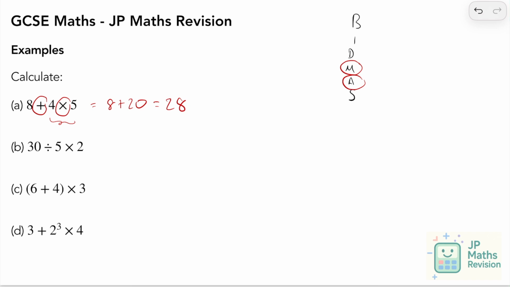This next one, we have a divide and a multiply. The D in BIDMAS is before the M, so I'm going to do that one first. 30 divided by 5, that's 6, and 6 times 2 is 12. So the answer to this one is 12.